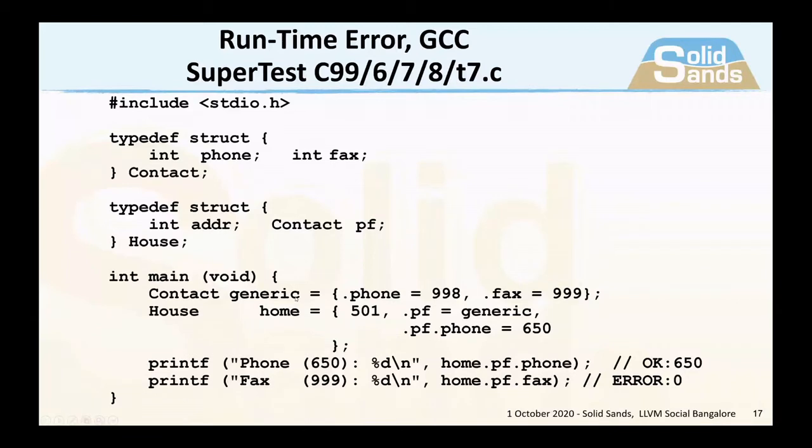Now we initialize the contact by setting the phone number and the fax number. And we initialize the house by first setting the address to 501, then setting the contact to the contact that we initialized here. But then we also override the phone number of that contact. So after doing this, we would expect to get a phone number of 650 in the home contact and a fax number of 999. But instead, the fax number is being set to 0.